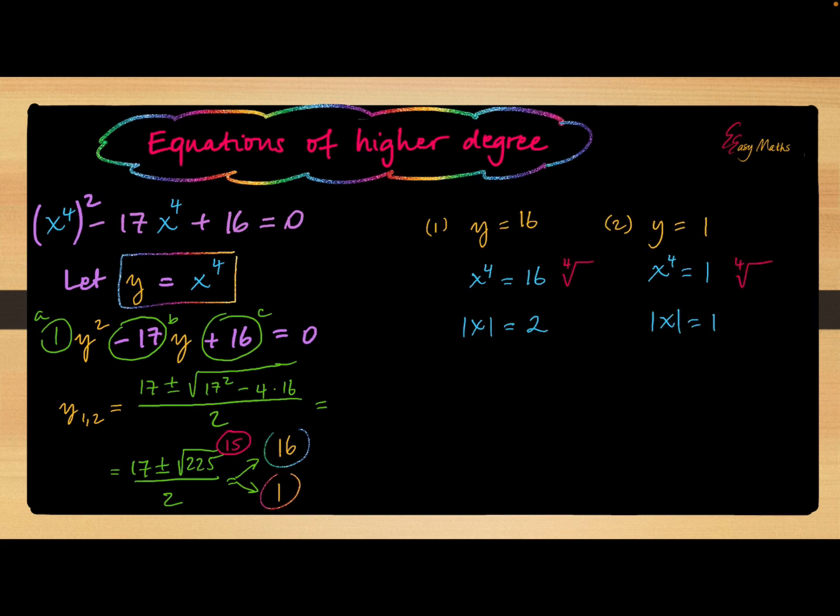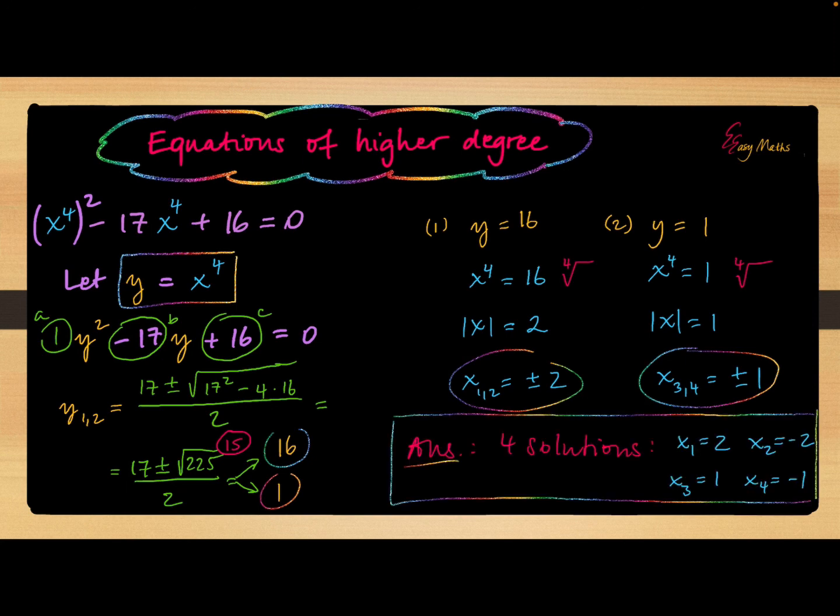Taking the 4th root of which you get either that the absolute value of x is 2 or the absolute value of x is 1. Again, please do remember that if we take an even power, the even root of the 2 sides, then you will get 2 solutions, a positive and a negative one. So from the first case you get plus and minus 2, from the second you get plus and minus 1. So we will have 4 solutions.